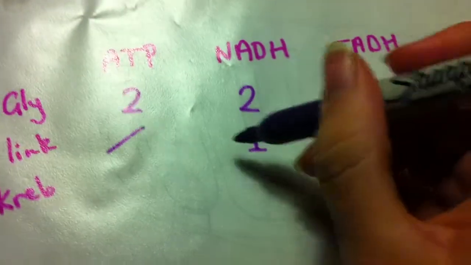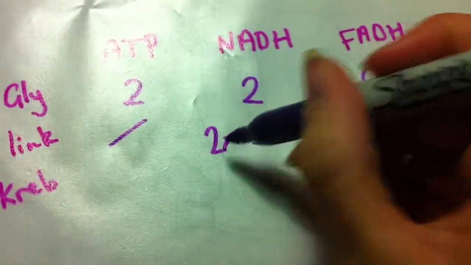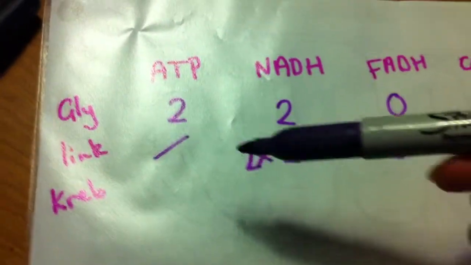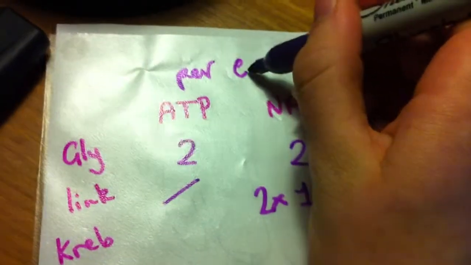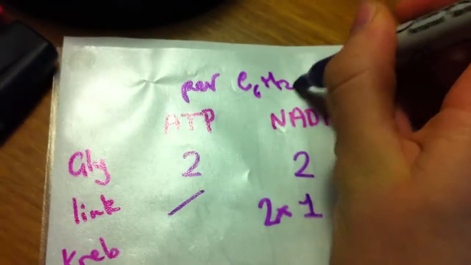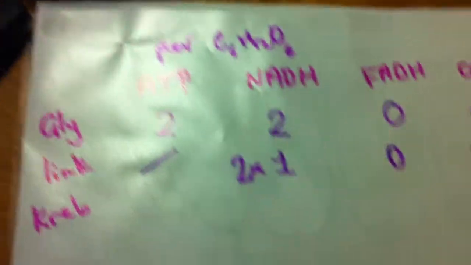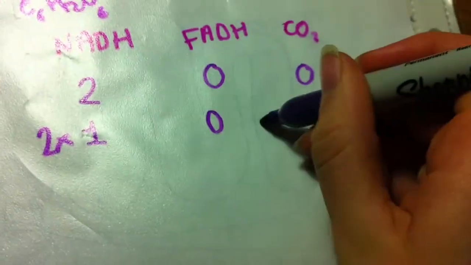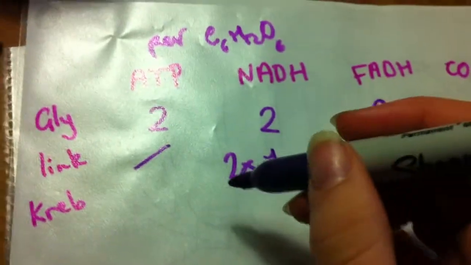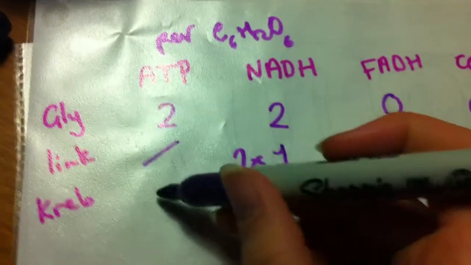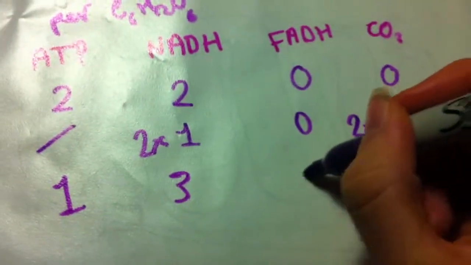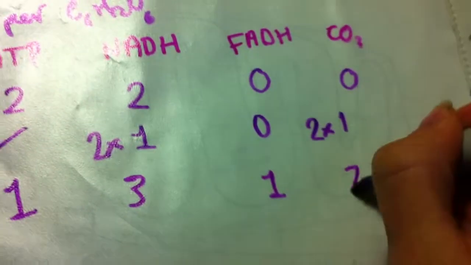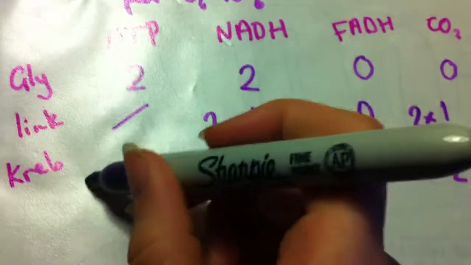Now I'm going to times it by 2 because we get 2 molecules of pyruvate per molecule of glucose, so we'll write per C6H12O6 because I'm too lazy to write glucose. Okay, and 2 times that. Then in the Krebs cycle, per pyruvate, we got 1 ATP, 3 NADH, 1 FADH, and 2 CO2s, and then times them all by 2.